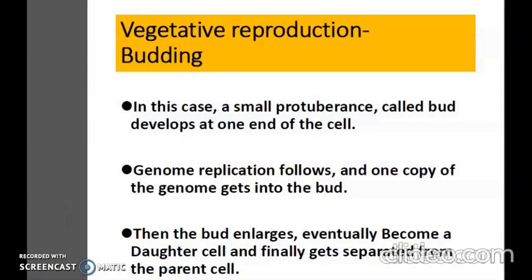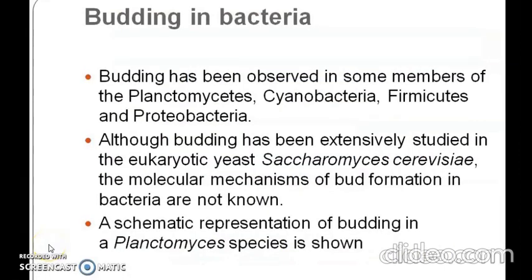The next kind of vegetative reproduction is budding, and in this case a small protuberance called a bud develops at one end of the cell. This is followed by genome replication, and one copy of the genome gets into the bud. Then the bud enlarges, eventually becomes a daughter cell, and finally gets separated from the parent cell. Budding has been observed in some members of the planctomycetes, cyanobacteria, firmicutes and proteobacteria.